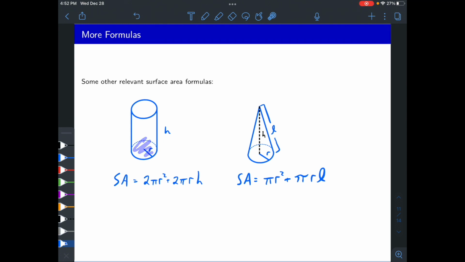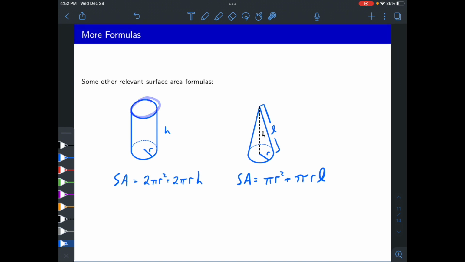The area of the bottom is just pi r squared. The area of the top is pi r squared. So you can think of this as just pi r squared plus pi r squared for the top and the bottom. And then what about the outer part? The outer part seems more confusing, right? But it's actually not too bad.